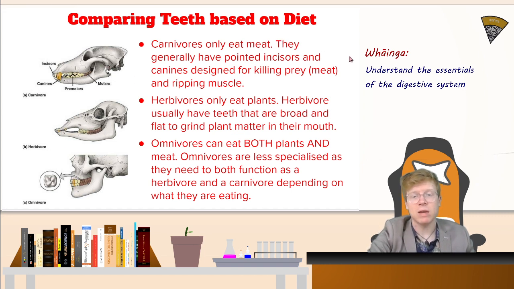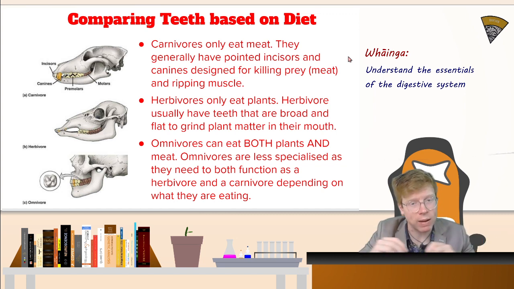Organisms that only eat meat, we call carnivores, right? They primarily eat meat. They have those incisors and canines nice and sharp, ready to be able to kill their prey, or if it's not about killing, it's about ripping and tearing the flesh into small parts so they can eat it up. Herbivores, on the other hand, primarily only eat plants, right?